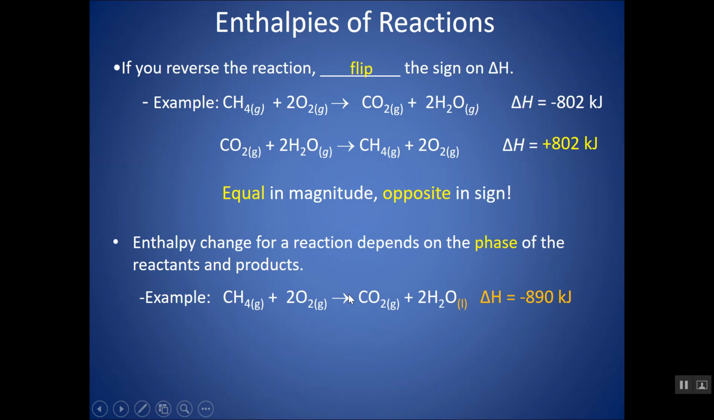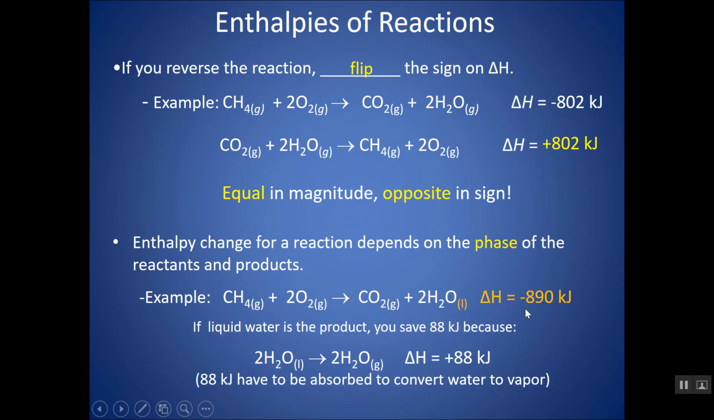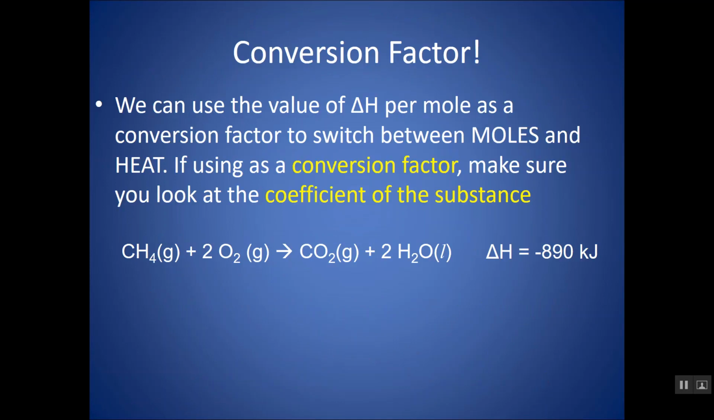Delta H also depends on the phases of each substance that are there. So this is H2O gas. If I were to flip it to being H2O liquid, my value of delta H would change. You're actually saving 88 kilojoules, because 88 kilojoules would have to be absorbed to convert liquid water to vapor. And if I'm omitting that step here, it's going to change my delta H value. So it depends on the phases as well. If you change a phase in your reaction, it's going to change the delta H.